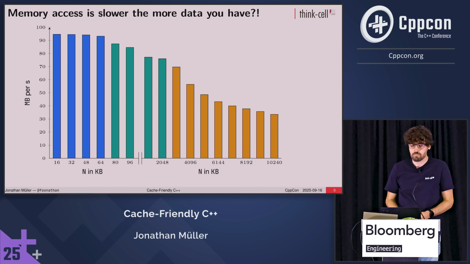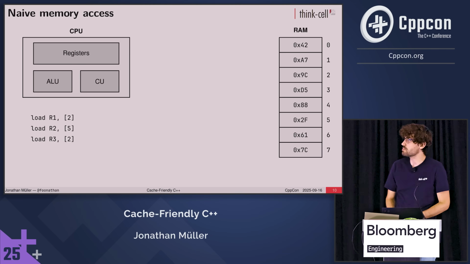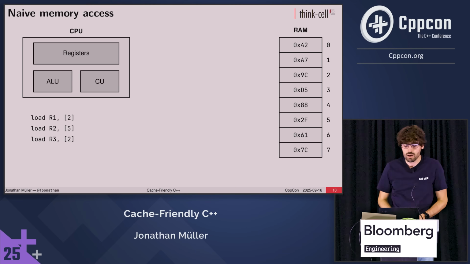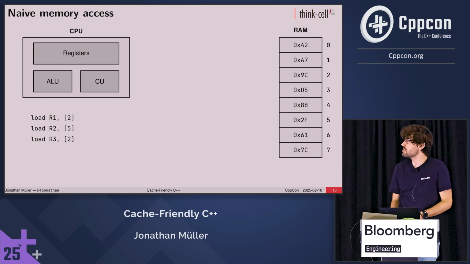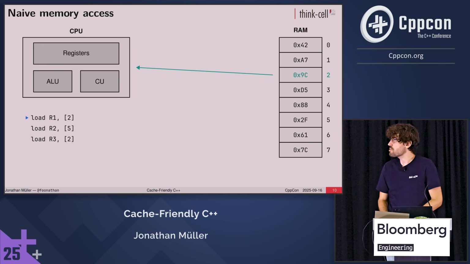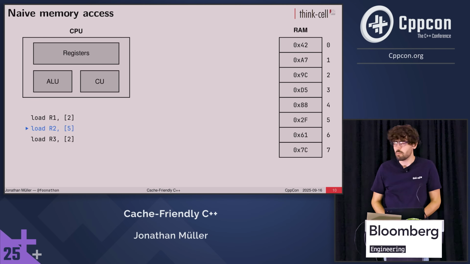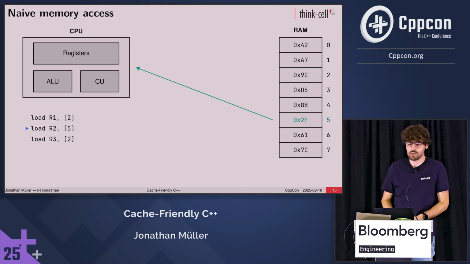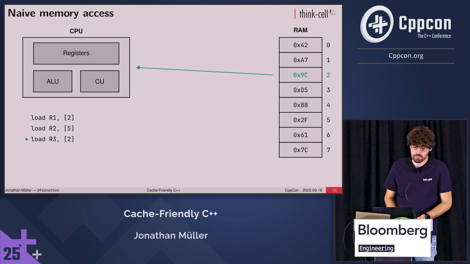So why is that? Well, naively, memory access might work like this. We've got the CPU on the left, and then all the way on the right, we've got the random access memory. Now we want to execute a bit of code. We want to load the value at address 2 into our register, and for that, we need to do a memory access and load the value all the way from RAM into the CPU. Then we want to load address 5, so another memory access all the way into the CPU. And now we need address 2 again, so another memory access all the way.